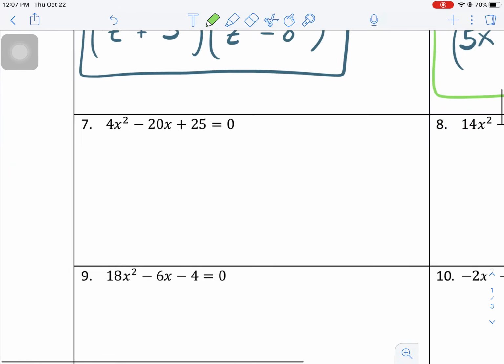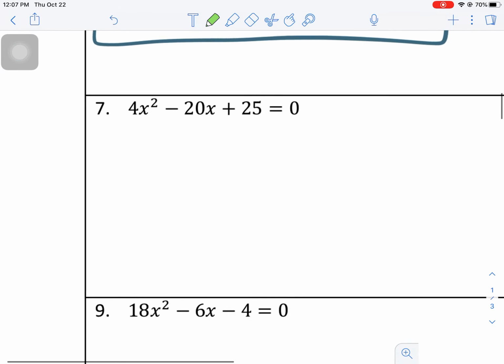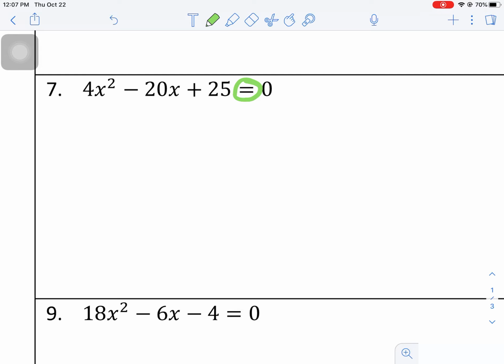All right, now we moved into the solving questions, okay? For solving, notice that it's set equal to 0. Those are the times you're going to solve. Whenever it's a quadratic set equal to something, those are going to be our solving questions. So for here, we have factors of 2 and 2, 1 and 4. In the back, we have 1 and 25, or 5 and 5. Those are our only options.